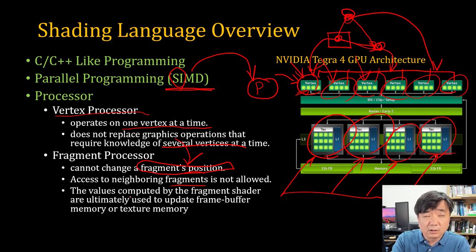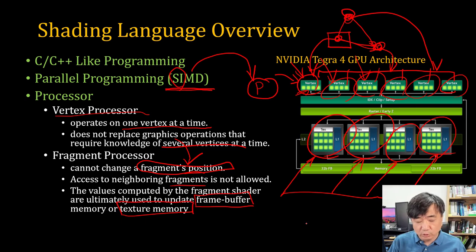The computing result of the shader program is used for updating the frame buffer memory, or it can be used for texture memory. You will learn about textures later. Sometimes it is possible to draw something into texture memory, and then we can use it as an input of texture processing. Okay, so the fragment shader result can be stored to the frame buffer or texture memory.